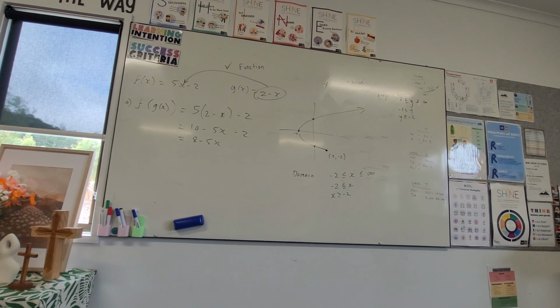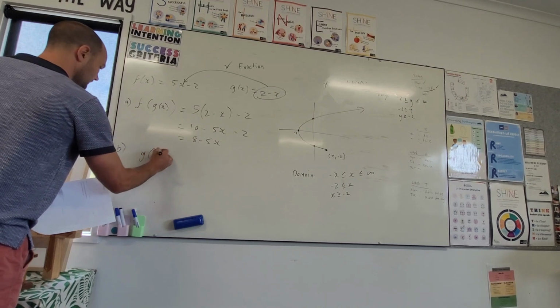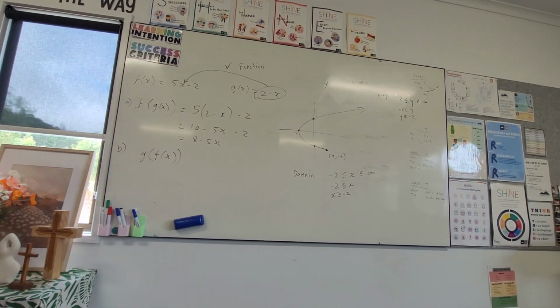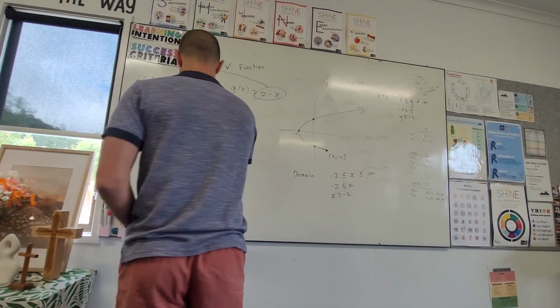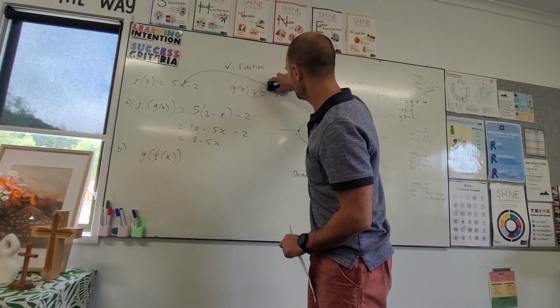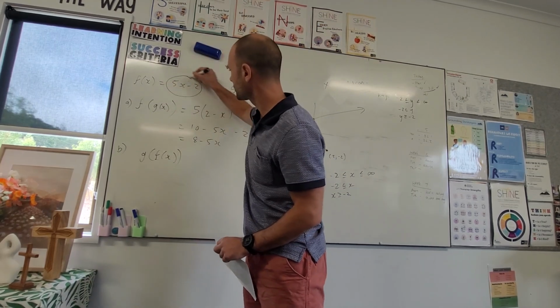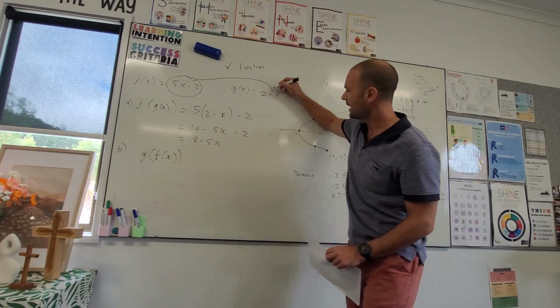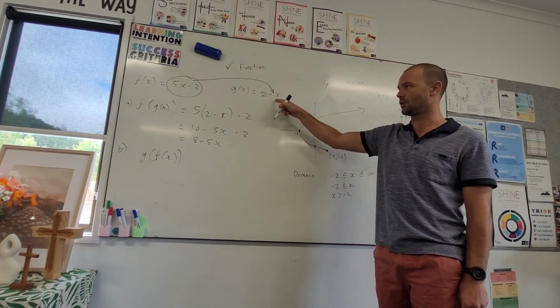All right. B, we've got to find g of f of x. Okay, so this time, g is eating f of x. All right, f of x is in the belly of g of x, right? So what we'll do, we're going to put all of f of x, this whole function, into g of x everywhere there's an x. So we have an x here, that's where it's going to go.